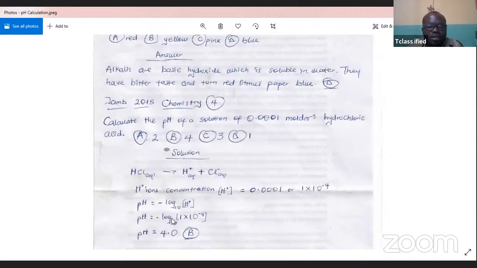Okay. So when you have log to base 10 of 10 to the power minus 4, you simply take this minus 4 to the front, so that you now have log 10 to base 10, which is 1. So this is negative 4 and we have negative here. Negative times negative gives you positive. So taking this 4 here gives you this 4. And that is why option B is the answer.